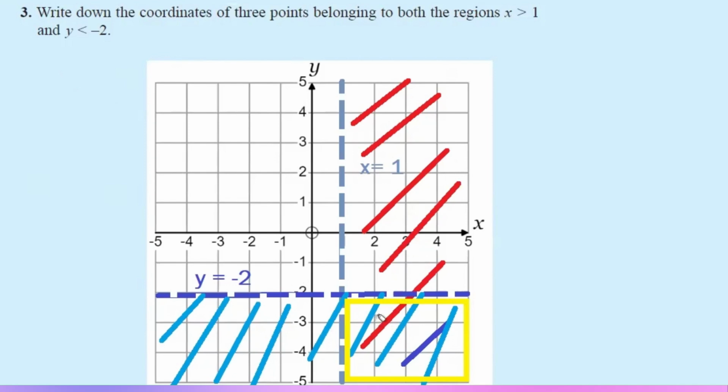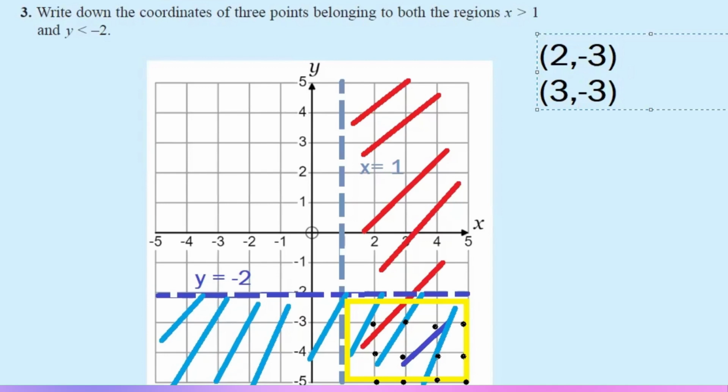You can pick any three coordinates from this area. I have written three answers as examples: 2 comma minus 3, 3 comma minus 3, 2 comma minus 4. You can write any three coordinates from the common shaded area.